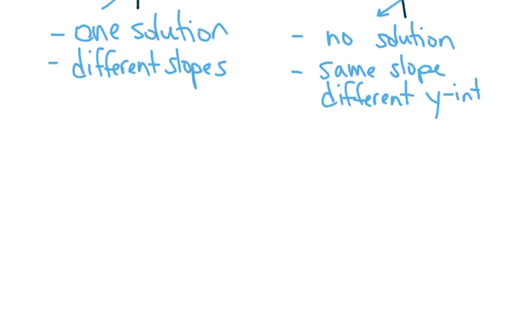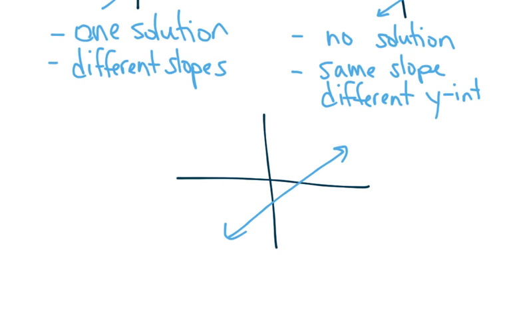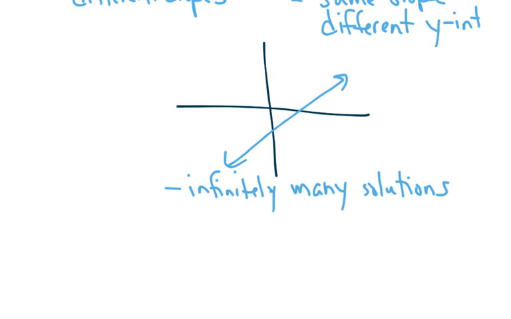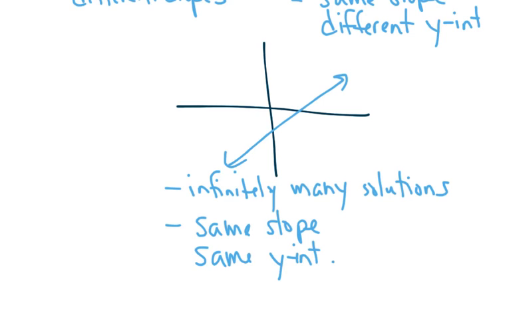The third thing that can happen is you can have 2 equations, and when you graph them, they're the same exact line, so you only actually see one line on your graph. That is your infinitely many solutions. You're going to know that the 2 equations algebraically are infinitely many solutions because they will have the same slope and the same y-intercept, as opposed to the no solution where they had the same slope but different y-intercepts.